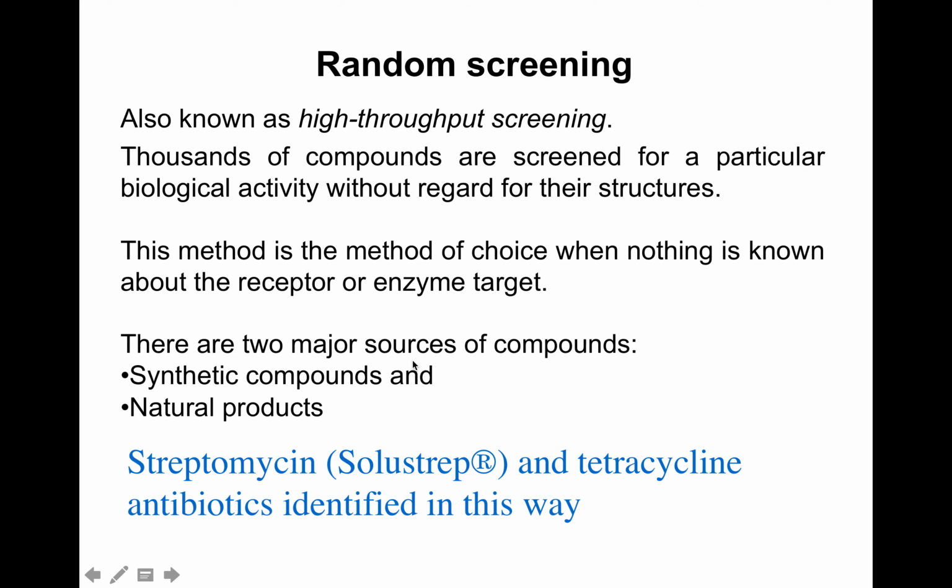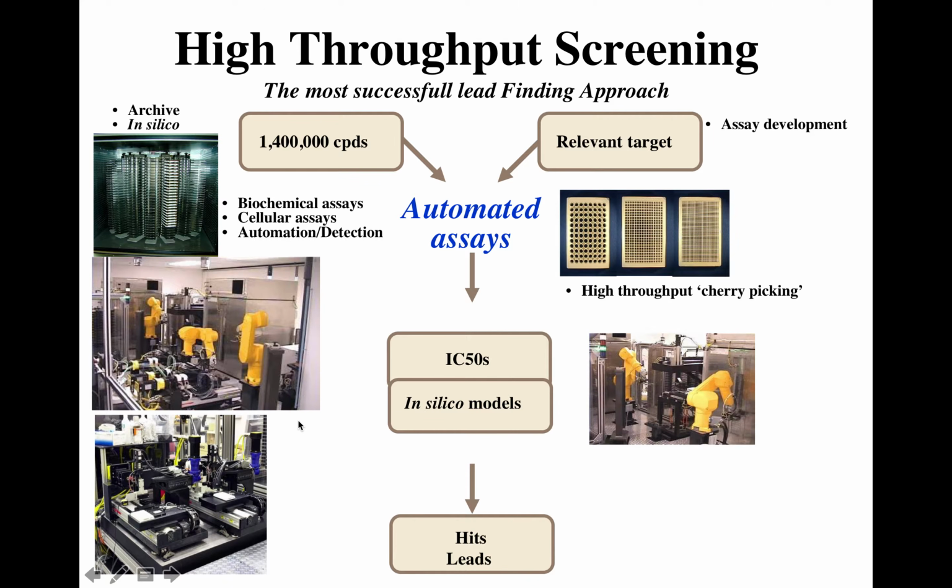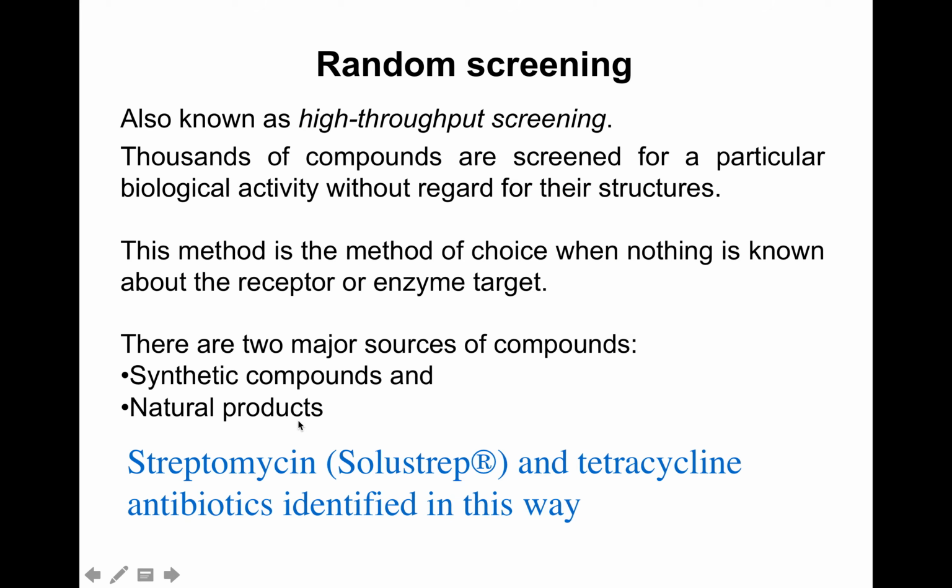There are two main sources of compounds that we use for random screening. It's synthetic compounds, compounds that you develop in a chemistry laboratory through organic chemistry, and then also natural products, where you can maybe use plants, where you identify new compounds that you can screen.